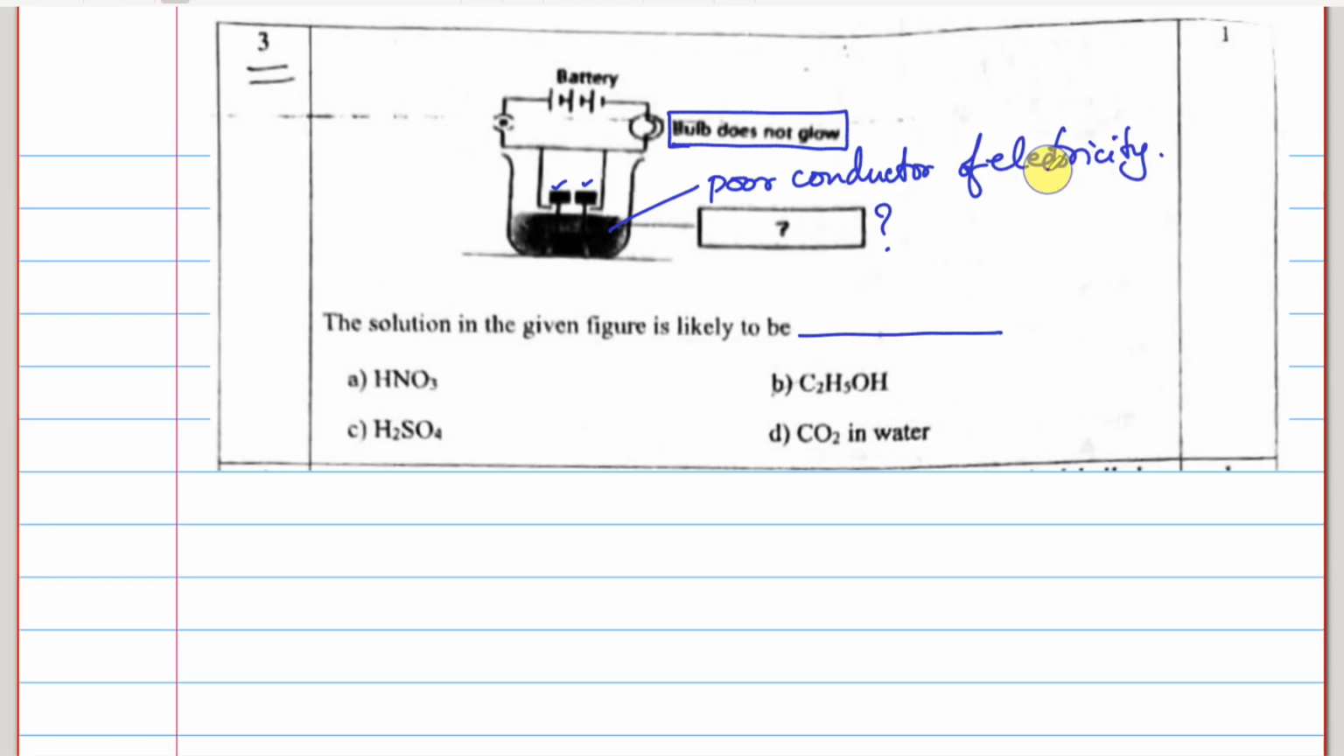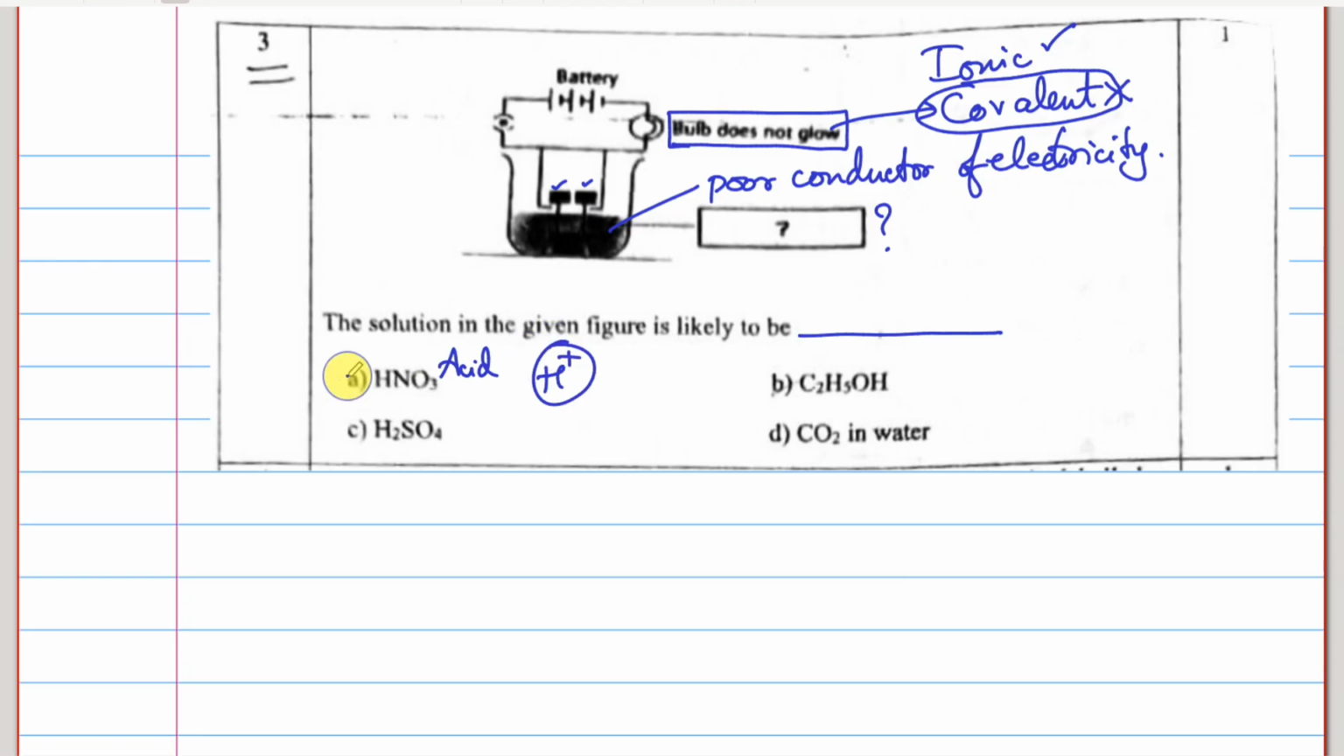So poor conductor of electricity, again we'll go to ionic compounds and covalent compounds. So solutions of ionic compounds will be good conductors. Covalent compounds will be bad conductors or poor conductors. So they are asking us indirectly to recognize or to identify which one of these is covalent. Because the bulb is not glowing, we are concerned about choosing covalent compound. So HNO3 is acid. Acid releases H plus ions, so ions are being formed, so this must be ionic, so this is not the answer.